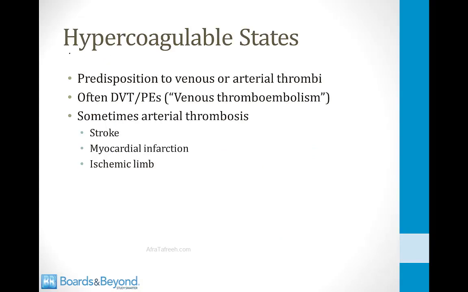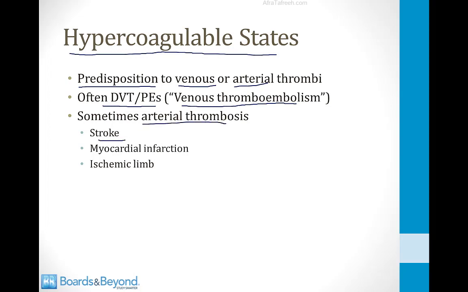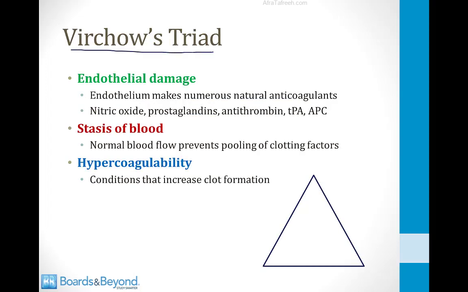We say that patients have a hypercoagulable state when they have some predisposition to develop either venous or arterial thrombi. Many of the hypercoagulable states we'll discuss in this module lead to deep vein thromboses or pulmonary emboli. These are collectively called venous thromboembolism disorders. Some of the hypercoagulable states also lead to arterial thromboses, and these can present as stroke, myocardial infarction, or an ischemic limb. Virchow's triad are the three elements that lead to formation of a thrombus, and Virchow's triad includes endothelial damage, stasis of blood, and hypercoagulability.